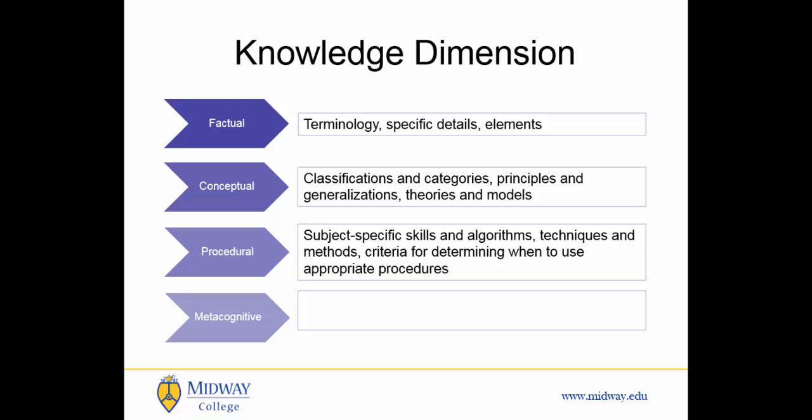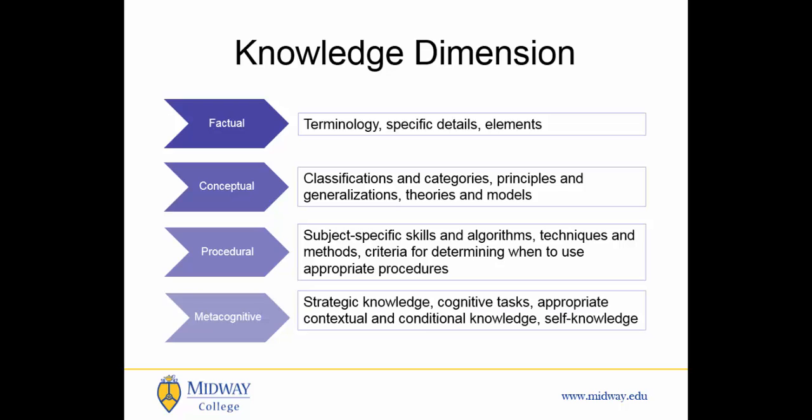The highest level of knowledge is metacognitive. This involves strategic knowledge, cognitive tasks, and appropriate contextual and conditional knowledge. Metacognition also includes the awareness and understanding of one's own thought processes, something all educators should strive to help their students achieve.